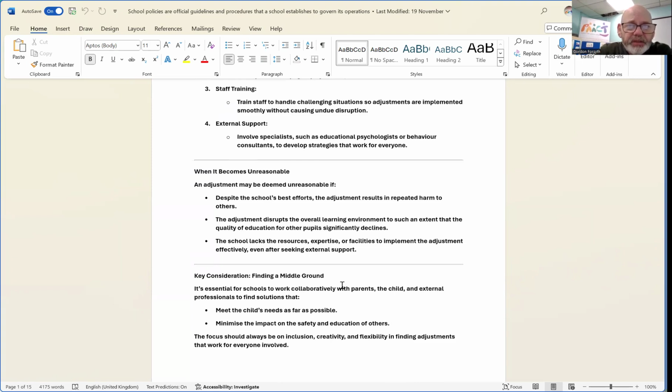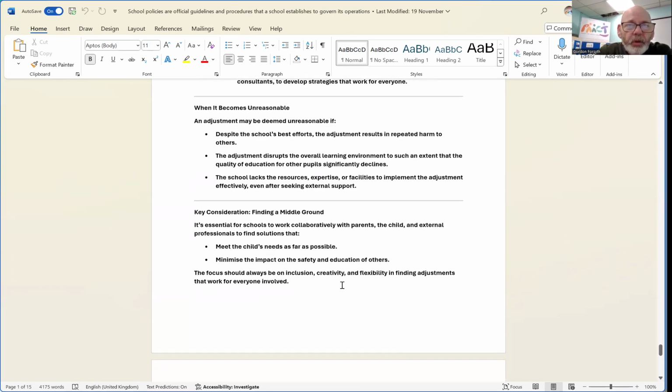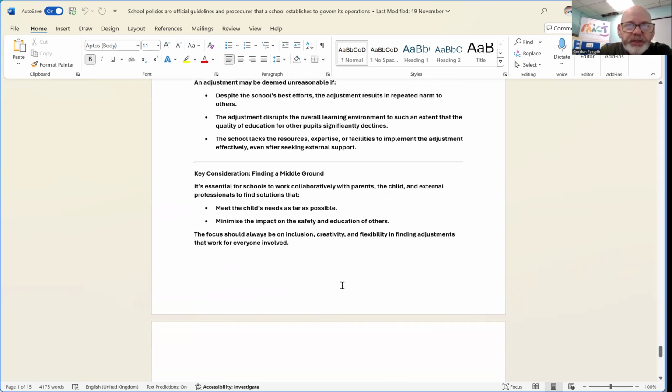External support involves specialists such as educational psychologists or behavioural consultants, who develop strategies that work for everybody. When it becomes unreasonable: an adjustment may be deemed unreasonable if, despite the school's best efforts, the adjustment results in repeated harm to others, the adjustment disrupts the overall learning environment to such an extent that the quality of education for other pupils significantly declines, and the school lacks the resources, expertise, or facilities to implement the adjustments effectively, even after seeking external support.